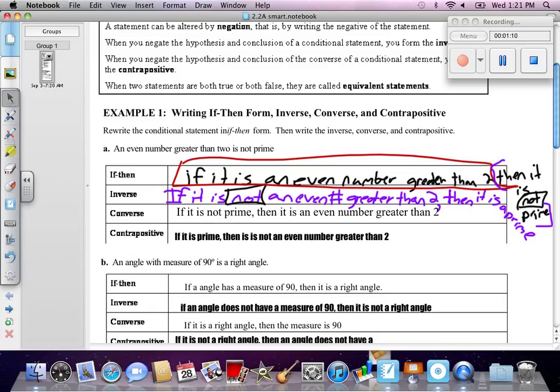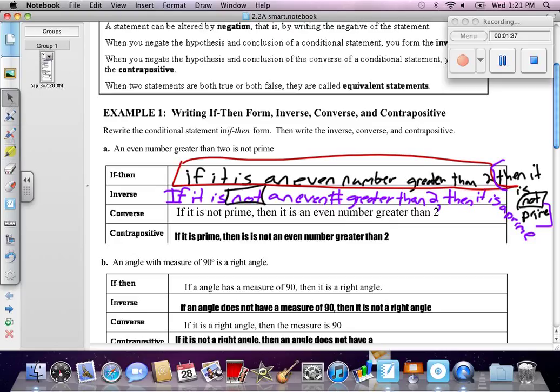Okay, first, we're going to rewrite the conditional statement in an if-then format. Then we're going to write the inverse, converse, and contrapositive. An even number greater than 2 is not prime. So we write, if it is an even number greater than 2, then it's not prime. Do you guys see that I circled right here in red the hypothesis, and the rest is the conclusion?